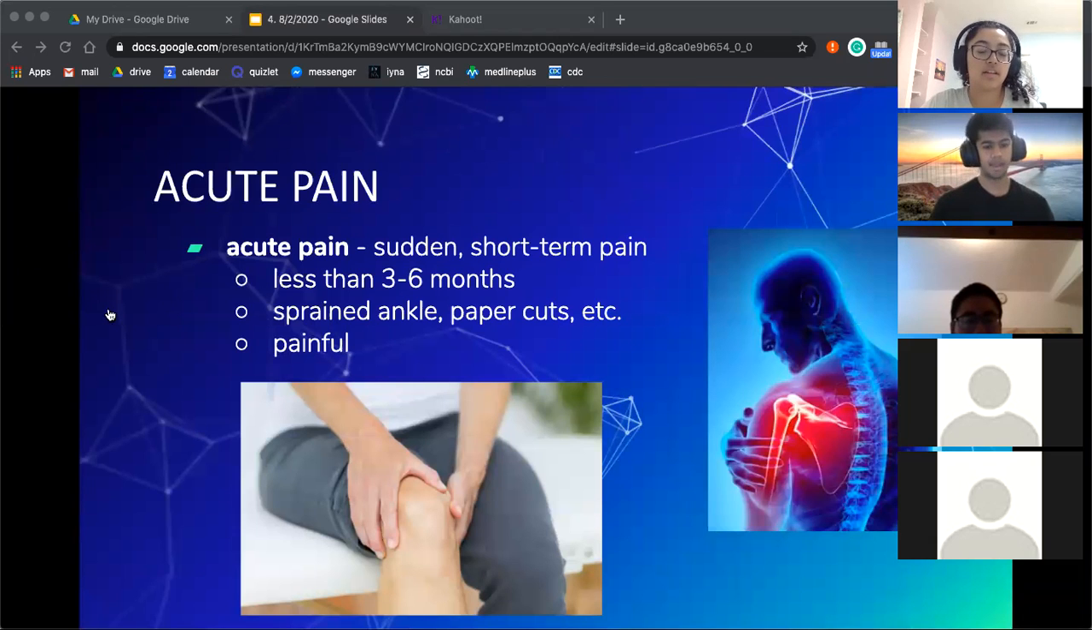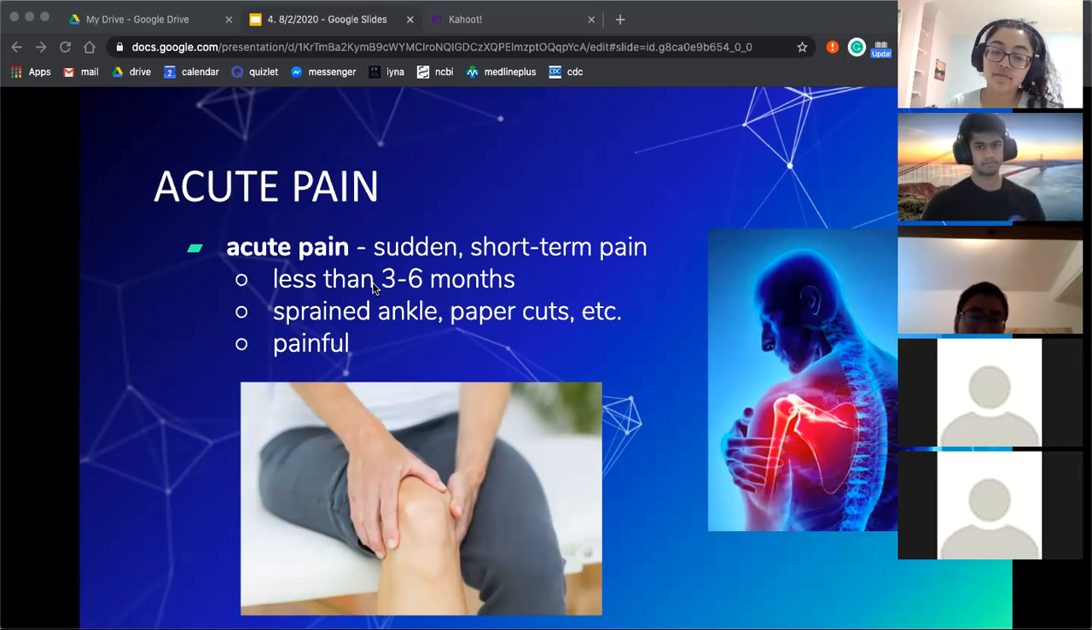The topic for today will be pain. We'll be talking about different types of pain. I'll get us started with the two most common types of pain, which are acute pain and chronic pain.